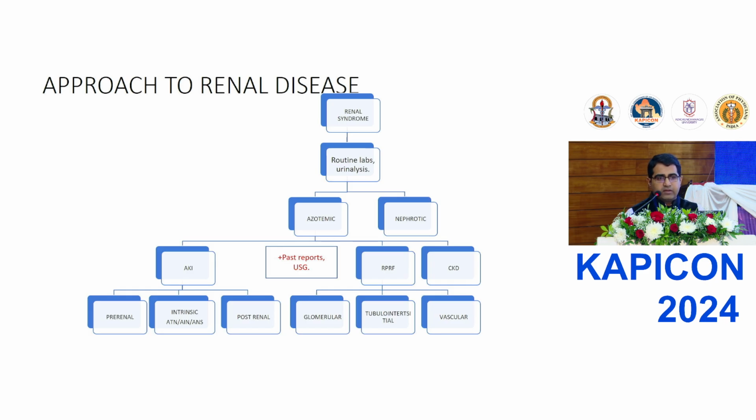If the patient is nephrotic, for the PGs to understand, nephrotic syndrome is a pentad wherein we have clinical edema, 24 hours urine protein of more than 3.5 grams per day, hypoalbuminemia, hyperlipidemia, and lipiduria. For the azotemic patients, we classify as AKI, rapidly progressive renal failure, or CKD. In rapidly progressive renal failure, we classify as glomerular, tubulointerstitial, or vascular etiology. In AKI, we classify them as pre-renal, intrinsic, and post-renal. And the last entity is CKD.